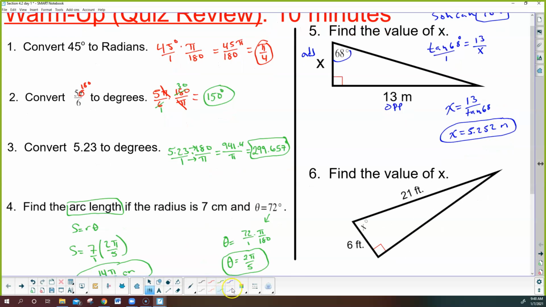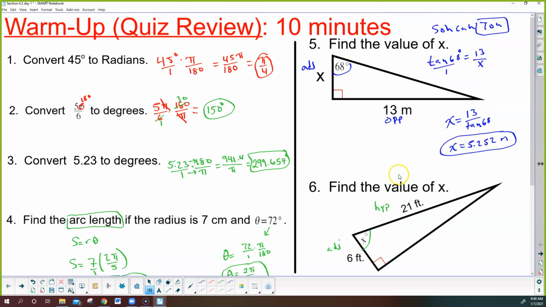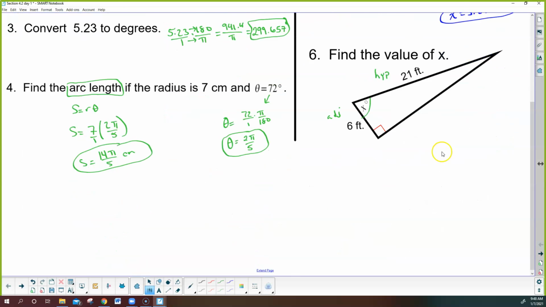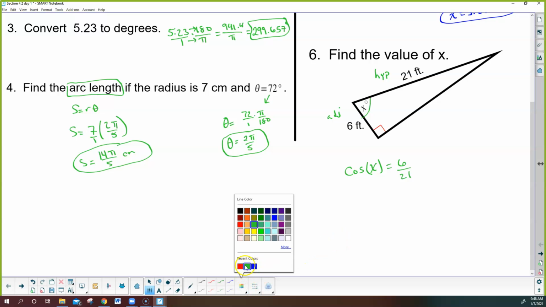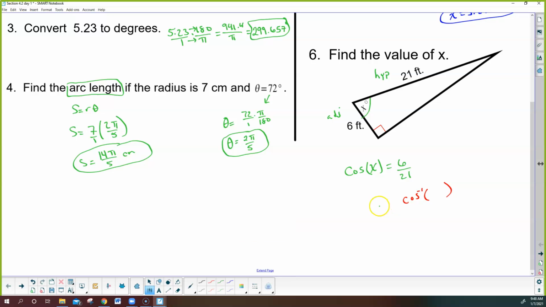All right, and then the last one is we've got to find the value of x. Now notice, x is an angle this time, and we are given the hypotenuse and the adjacent side. So A and H, that is the cosine function. So we're going to use cosine and set up our ratio. So it's cosine of the angle x is equal to the ratio of adjacent over hypotenuse. And then what we need to do is get rid of the cosine and move it over to the other side. The only way to do that is to do the inverse.